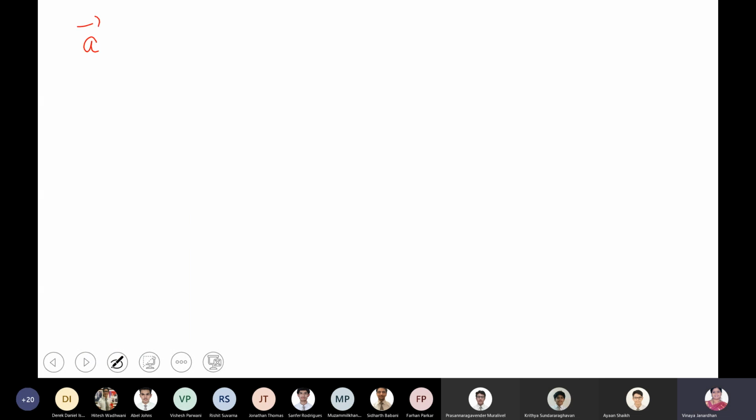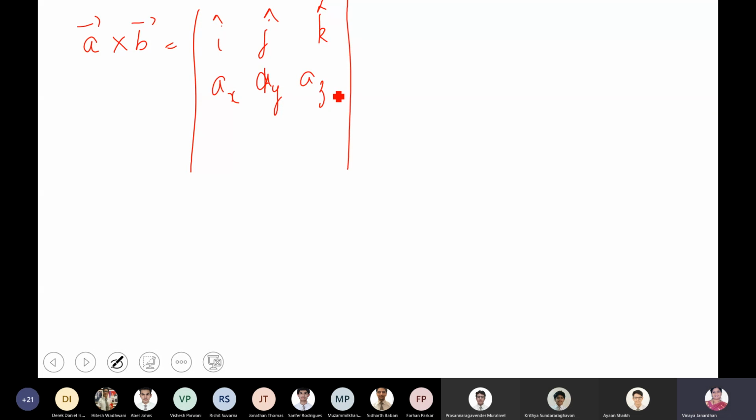So let me go for how to find it. A cross B vector must be equal to the determinant with I cap, J cap, K cap, then AX, AY, AZ, and BX, BY, BZ. Now I can write this as, leave whatever is highlighted. This is all under modulus. Actually, we call this the determinant.